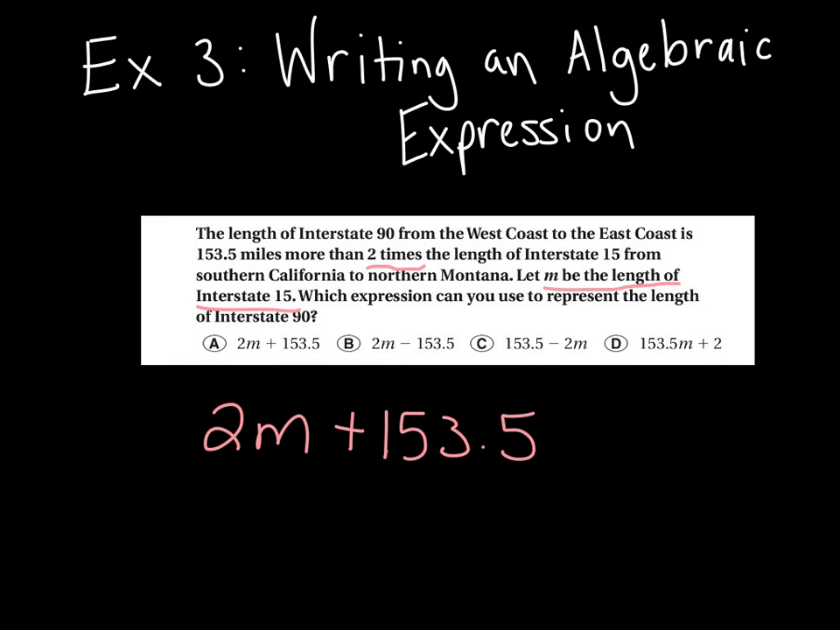And so if we look at that as our algebraic expression here to represent what our story problem said, so 2 times the length of Interstate 15 right here, and then the length of the West Coast to East Coast Interstate 90 is 153.5 miles more than that. So that's here, add that on, and you can see that that looks just like letter A right here. So you could go ahead and say that A is the correct answer that represents this story problem the best.